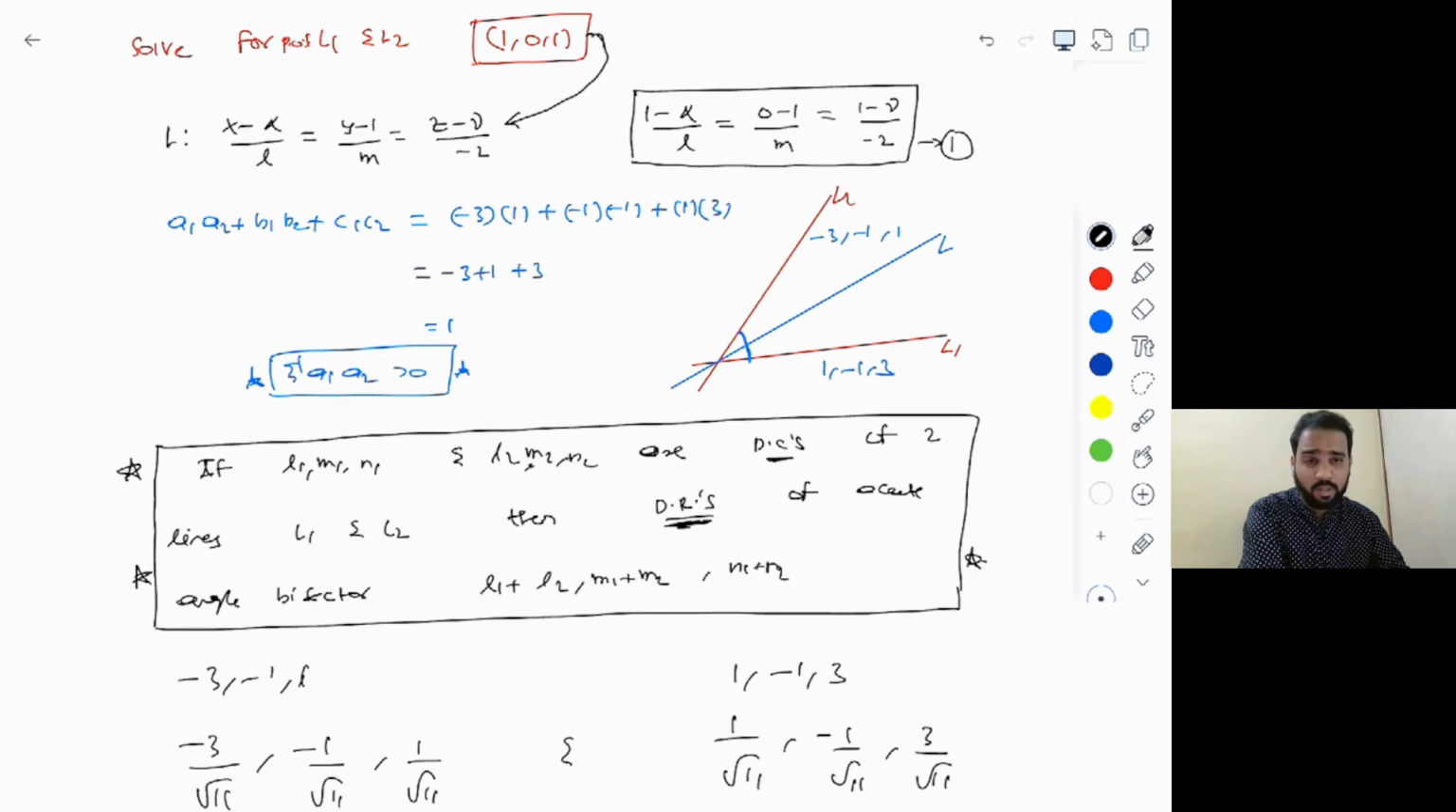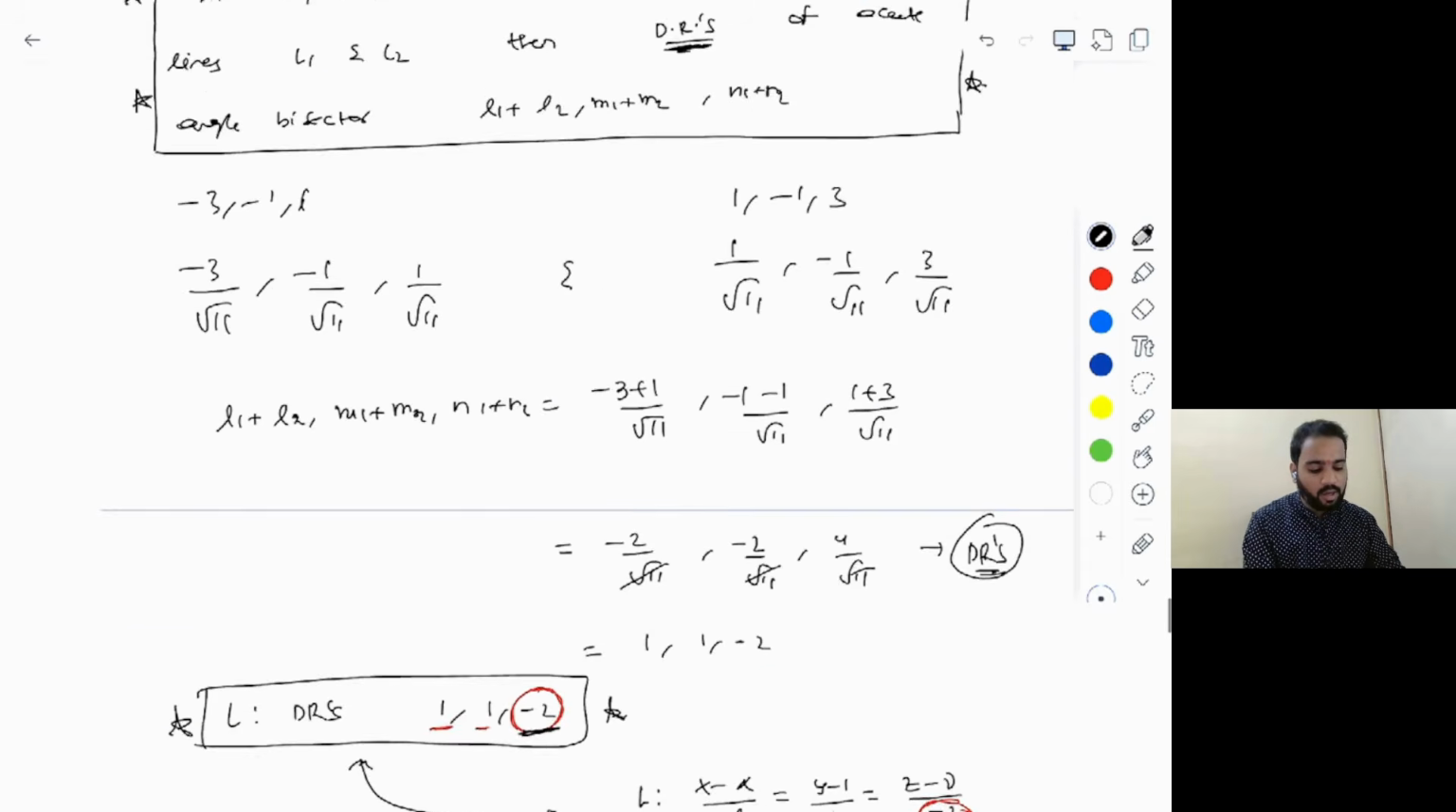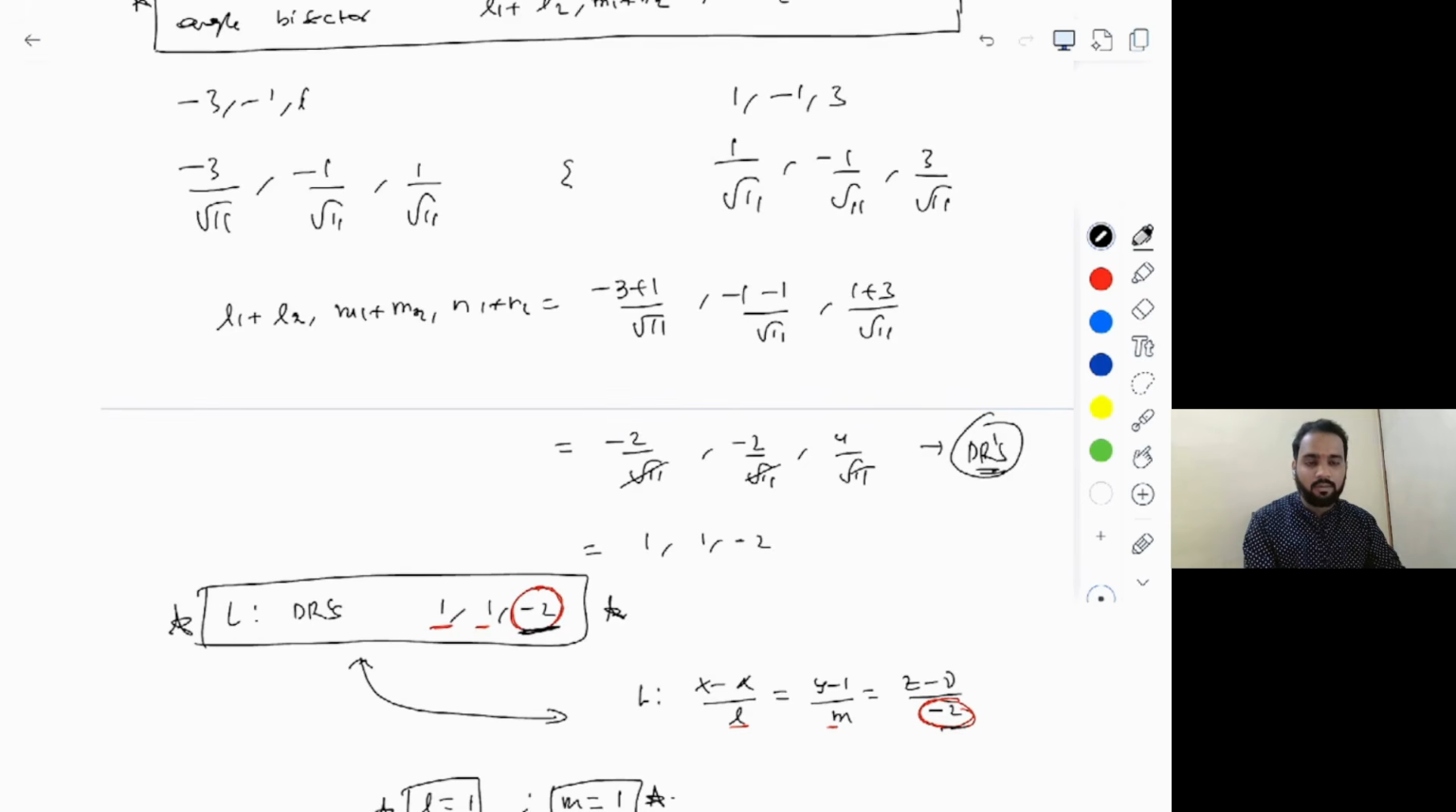Then we use the beautiful property here: whenever we know the DCs of two straight lines as L1, M1, N1 and L2, M2, N2, to find the DRs, keep in mind, not DCs, DRs of the acute angle bisector of L1 and L2, you can directly use the formula L1 plus L2, comma, M1 plus M2, comma, N1 plus N2. Then we have successfully converted these DRs into DCs and used the property. And finally, we have got the DRs as 1, 1, minus 2.